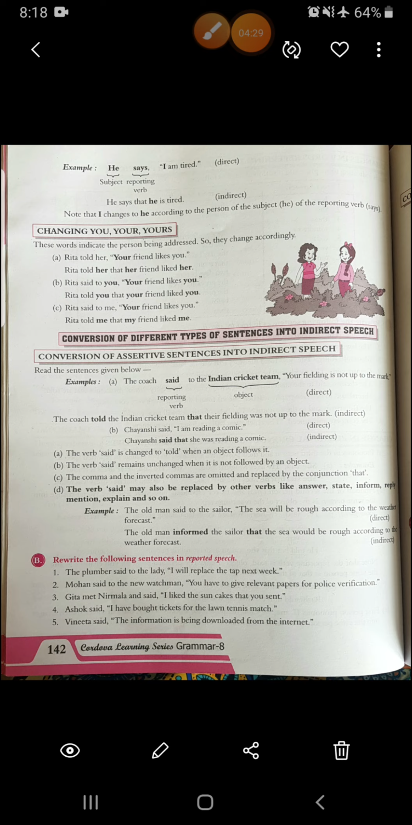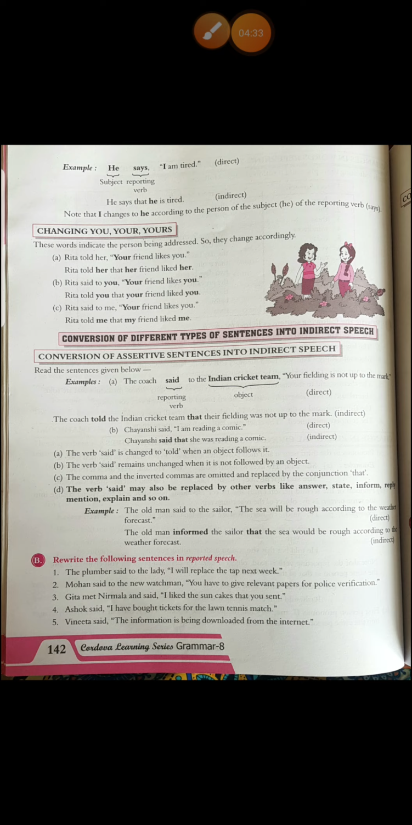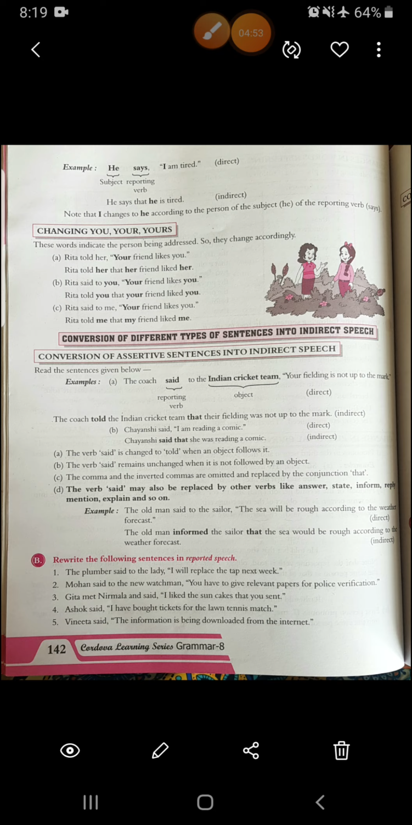Now see, conversion of different types of sentences into indirect speech. Different types of sentences means assertive, interrogative and all these. I hope you remember these sentences. So how they are changed into indirect speech, now we are going to see here. Now read the given sentence: The coach said to the Indian cricket team, "Your fielding is not up to the mark."